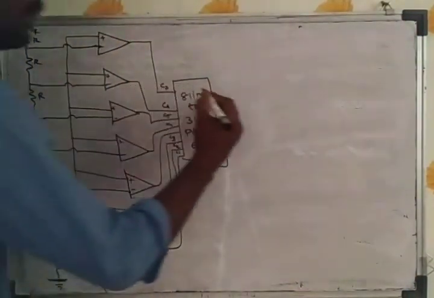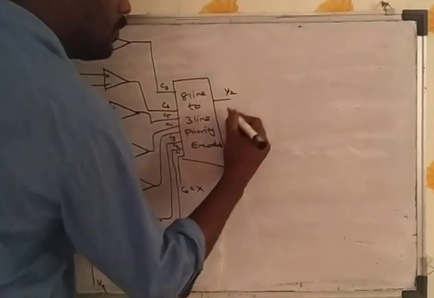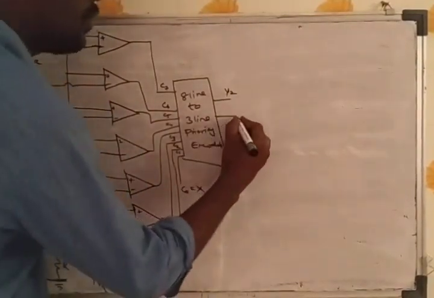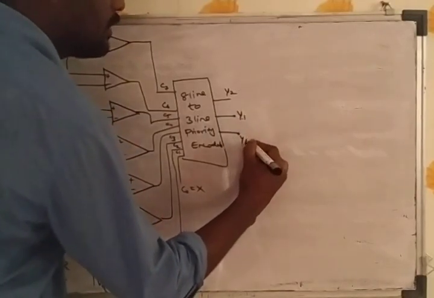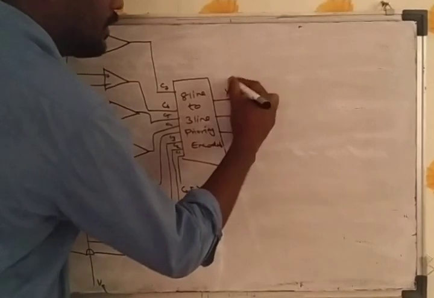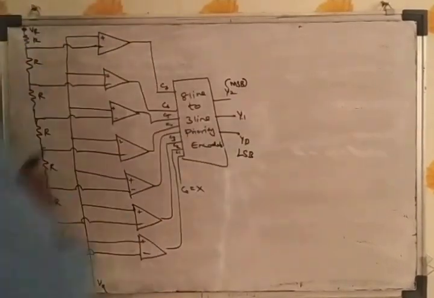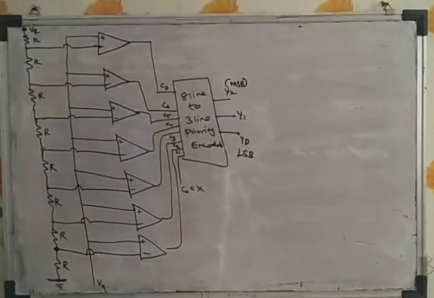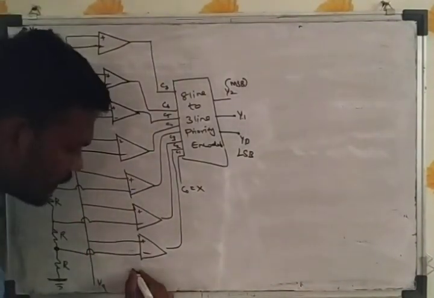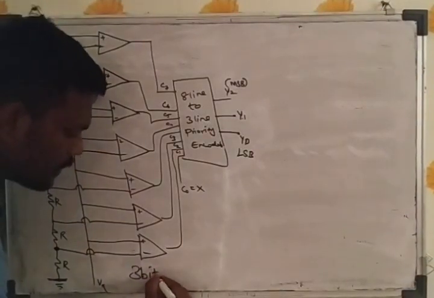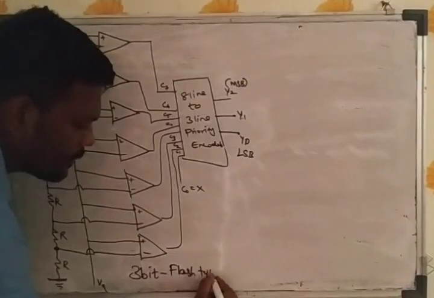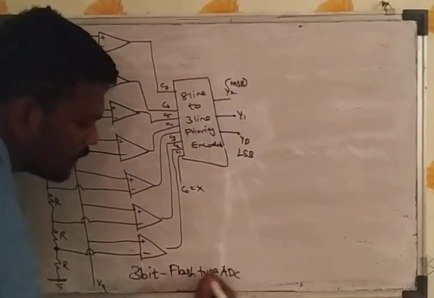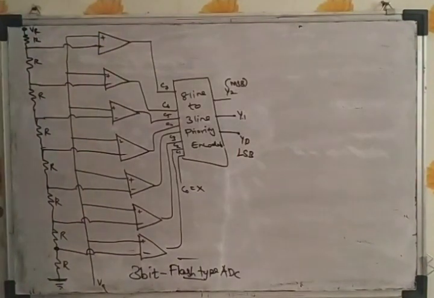And the output is 3 outputs Y2, Y1, Y0. This is the MSB and this is the LSB. So this is the circuit diagram of the 3-bit flash type ADC.